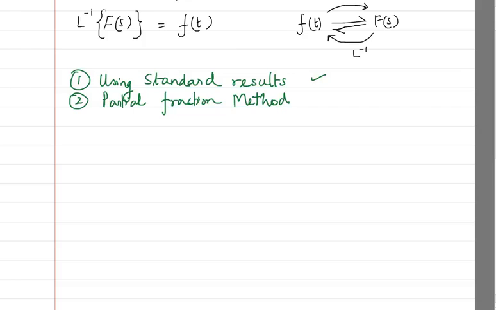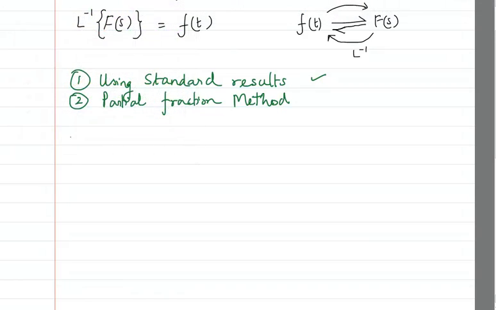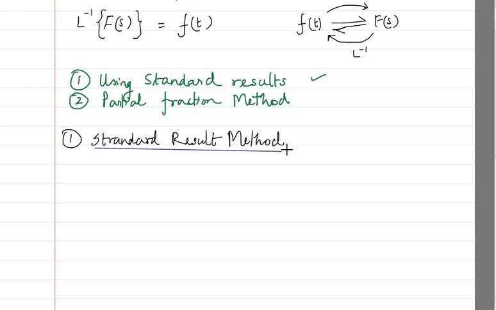So let us do some of the problems of standard method. So the first method is standard result method. Standard result method, or using standard result, it's not a method as such, it's basically directly standard.